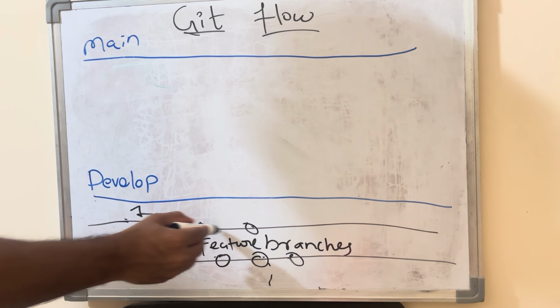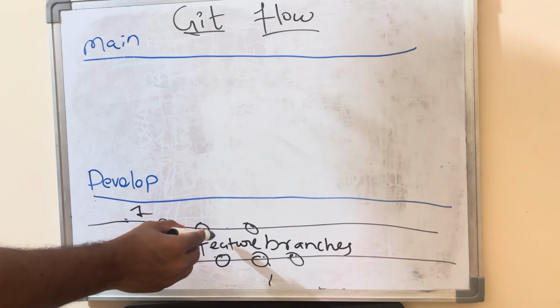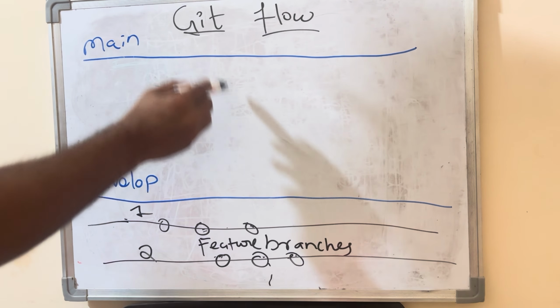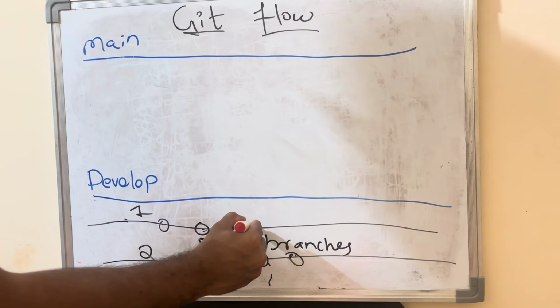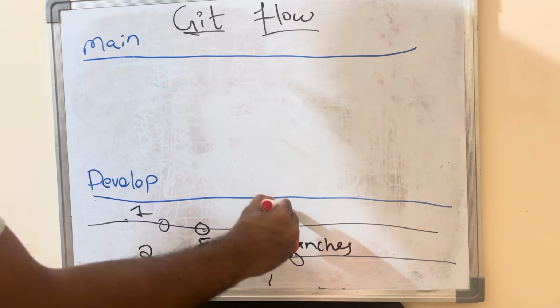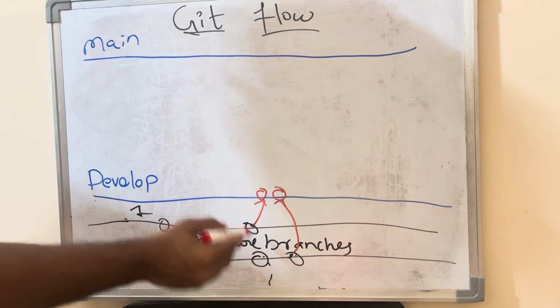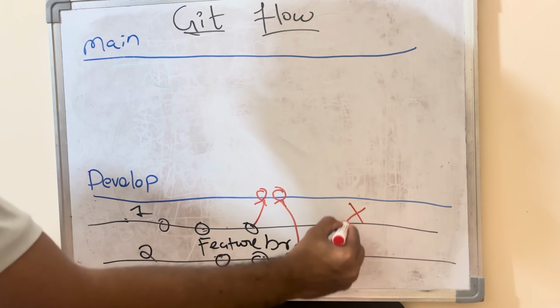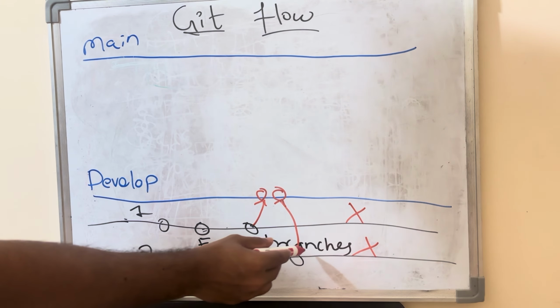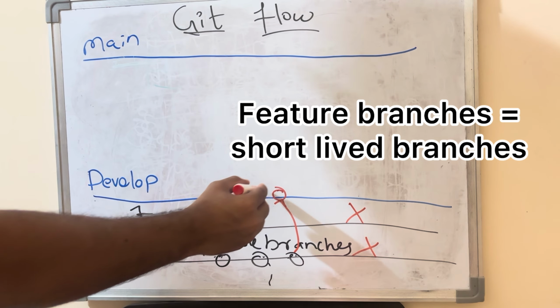Now consider feature 1 is ready, and feature 2 is also ready, and we are planning these two app features in our next release. So when the feature development is done, we are going to merge those changes into the develop branch. And once the changes are merged to the develop branch, we are going to delete these two feature branches. That's why feature branches are short-lived branches. Now we are ready for the next release.